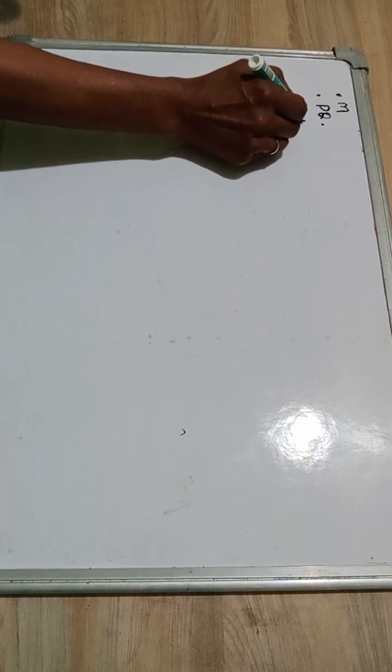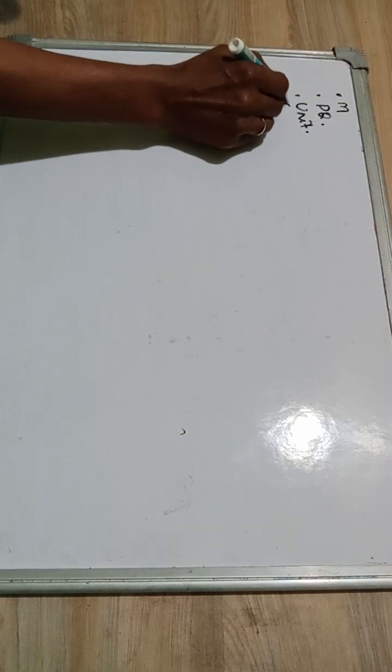Summarizing what we have studied, we have studied what is measurement, what is physical quantity. Then we studied what is unit and what is system of units.